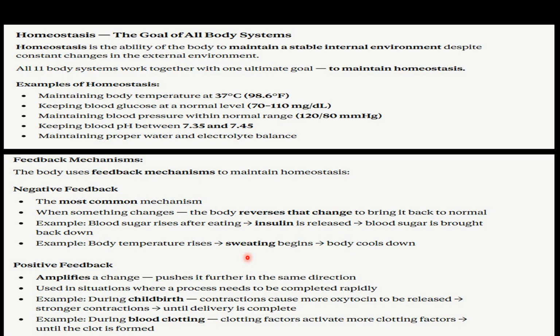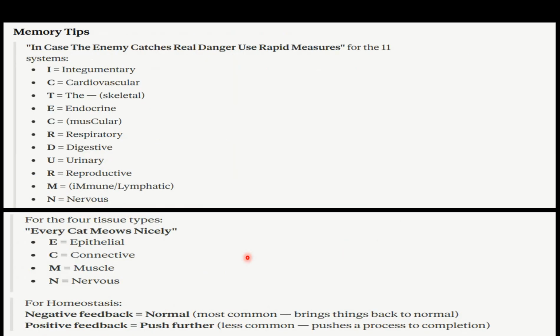Now we have learned so many things, right? So how will we remember all these things? For that I have created one small memory tip for you. If you want to learn all these system names, you can simply learn the statement: In case the enemy catches real danger, use rapid measures. It includes I, integumentary; cardiovascular; T is for skeleton, which is a bit different; then endocrine, muscular, then we have respiratory, digestive, urinary, reproductive, immune, lymphatic, nervous. This is just a statement which will help you recall all these systems.